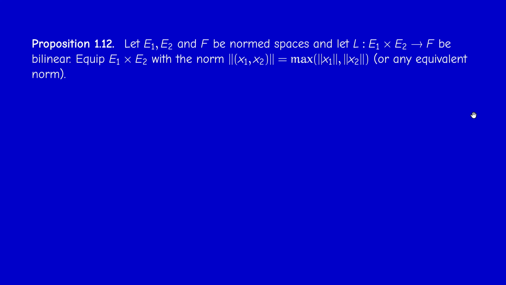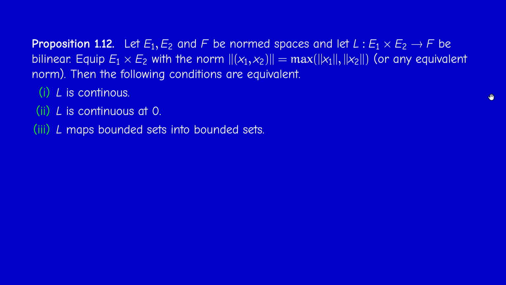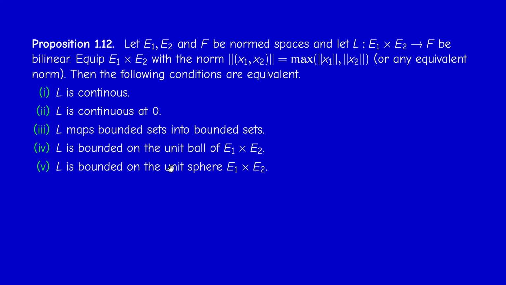So the following conditions are equivalent for a bilinear map L. First, L is continuous. Now we can talk about continuity because these are topological spaces, or just normed spaces. Second condition, L is continuous at the origin. The origin is (0,0), just denoted by 0. Third, L maps bounded sets of the product into bounded sets of the target space F. Fourth, L is bounded on the closed unit ball of the product. And fifth condition, L is bounded on the unit sphere.